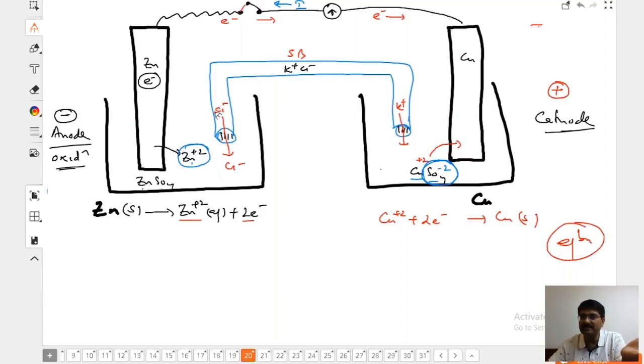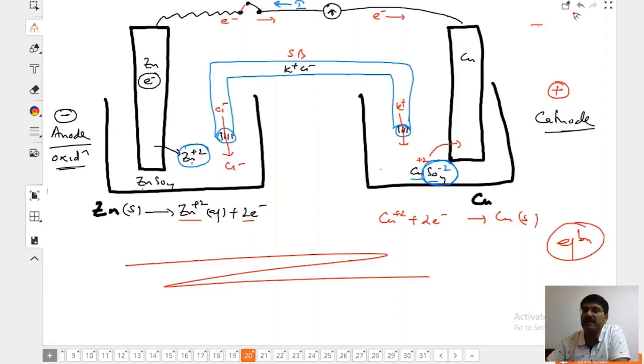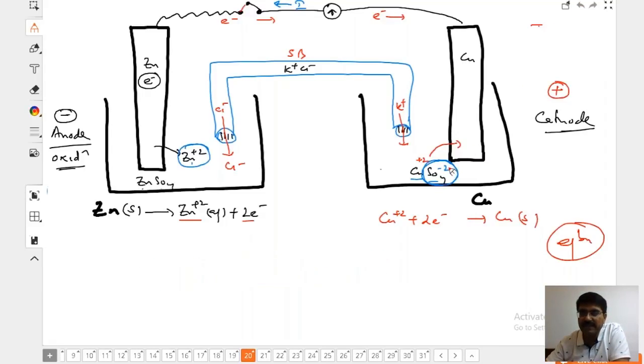You have to make a cycle. Correct? This is the working of an electrochemical cell. I advise you that when you complete the session, you must copy it. Now I'm repeating it because this question is coming again. One more question.